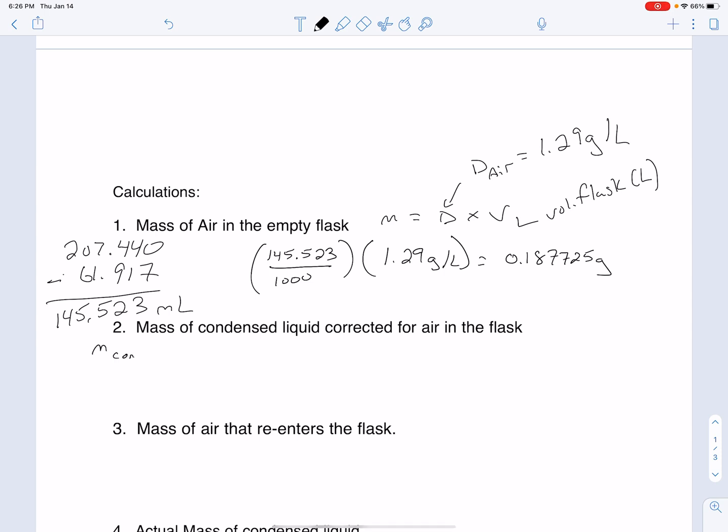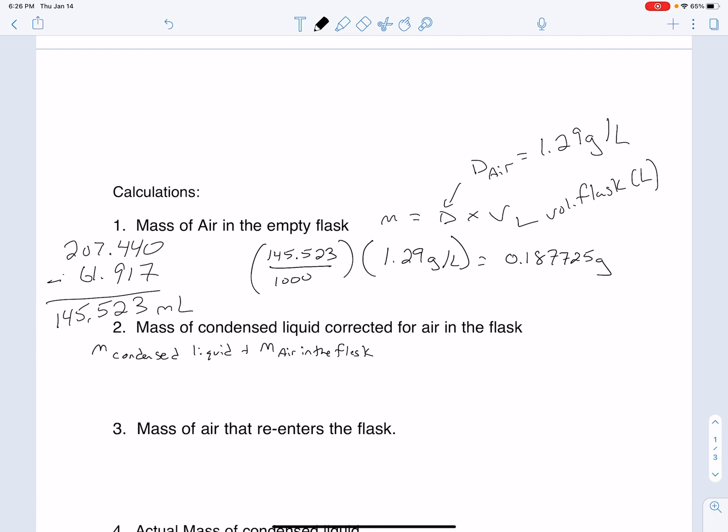Well, let's write this in here, because what I need is the mass of the condensed liquid plus the mass of the air in the flask. Now you need to say, whoa, what are you doing? You're adding the air in here. Okay, let me explain why I have to do that.